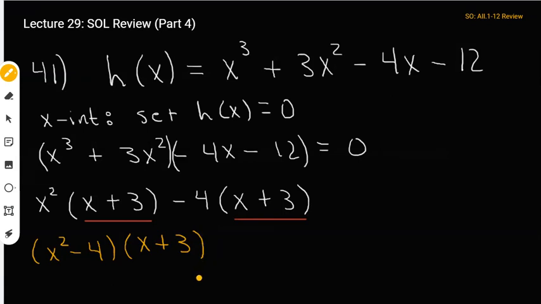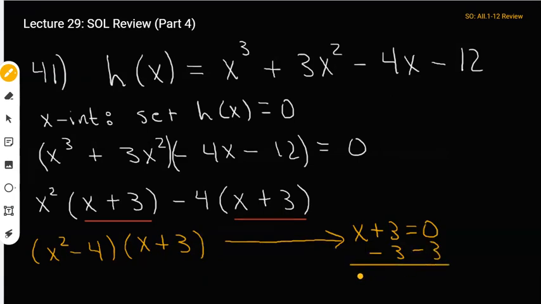So now what I'm going to do is set both of these equal to 0. If I set the x plus 3 equal to 0 and I solve that, I need to subtract 3 from both sides, and I get x is 0 minus 3, and that's going to be negative 3. So that's my first x-intercept.